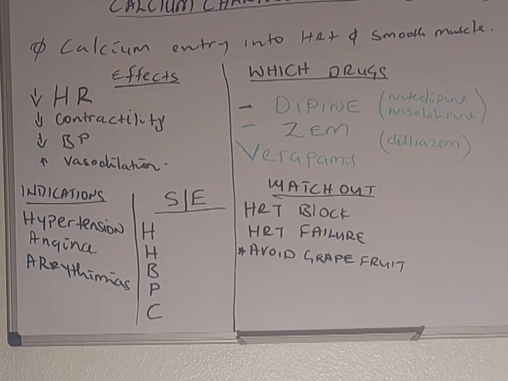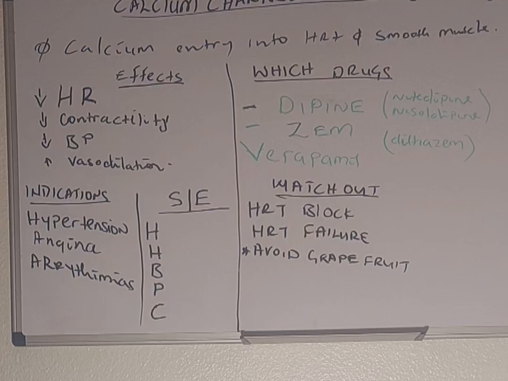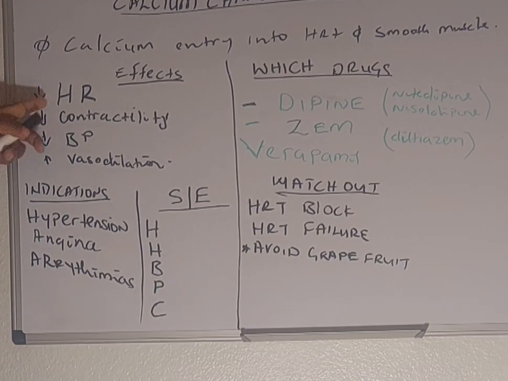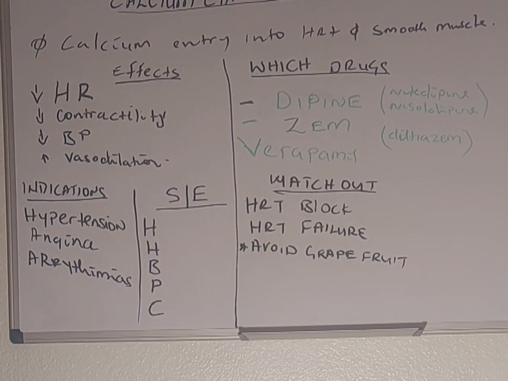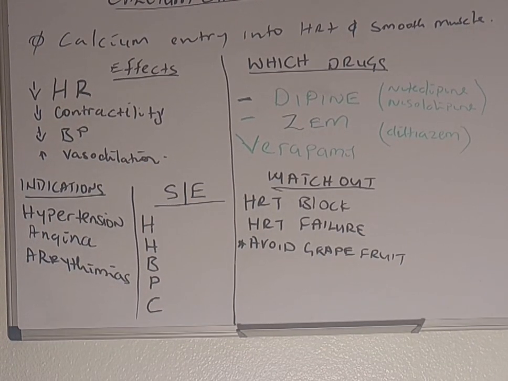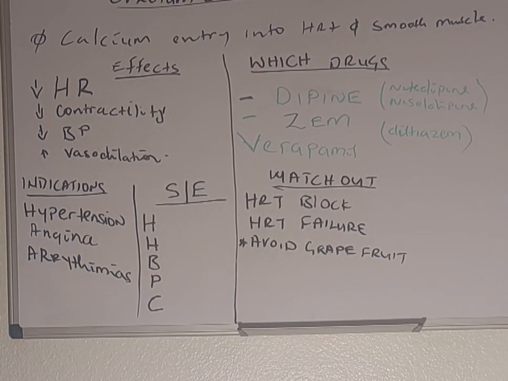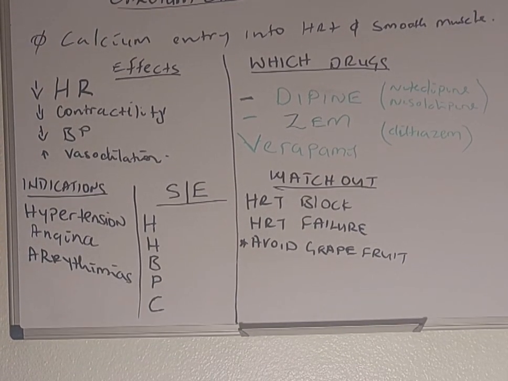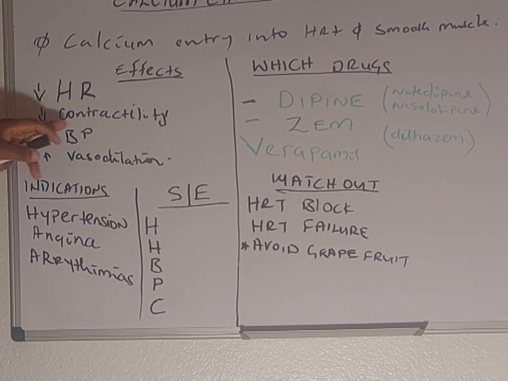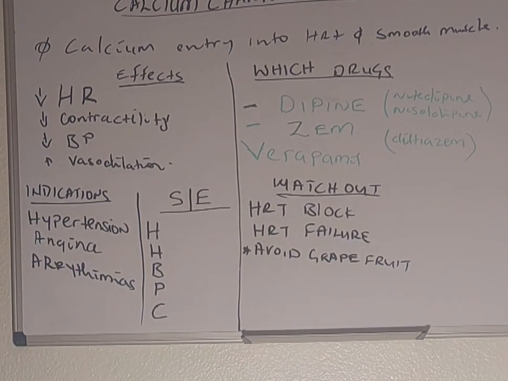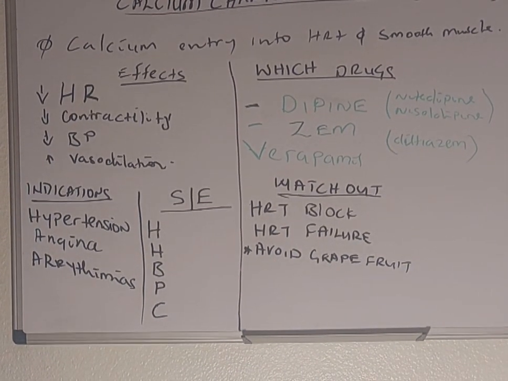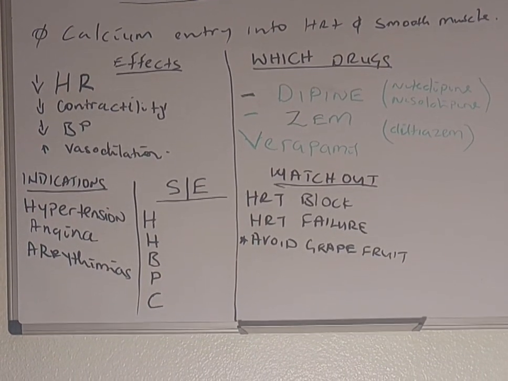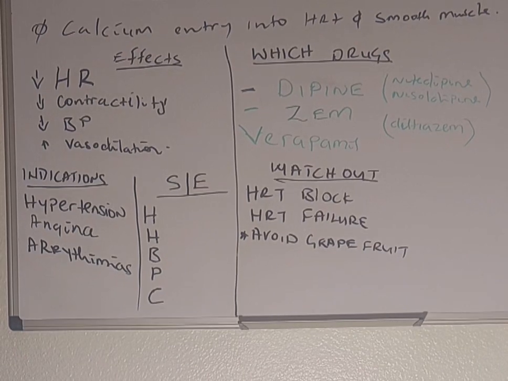Okay, so what do they do? What are the effects when you give these drugs to the patients? These drugs are going to decrease the heart rate because they calm the heart muscles. They reduce the tone of the heart muscles. So they are going to decrease the heart rate. They are going to decrease contractility. They're also going to decrease the blood pressure and they increase vasodilation. So these are the effects of all calcium channel blockers on your heart and your blood vessels.